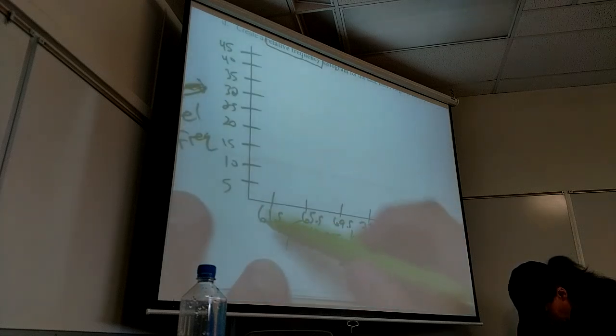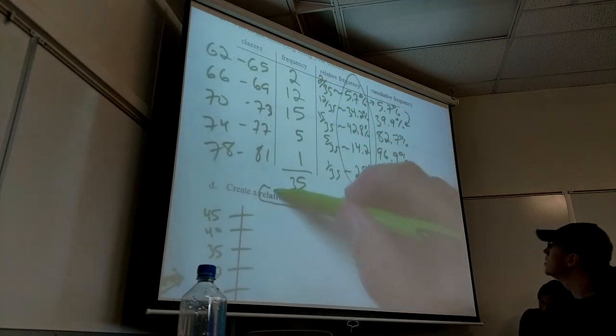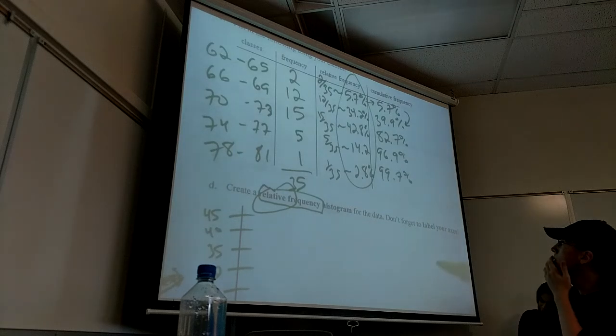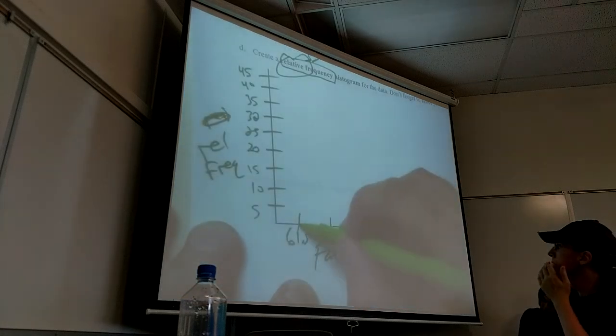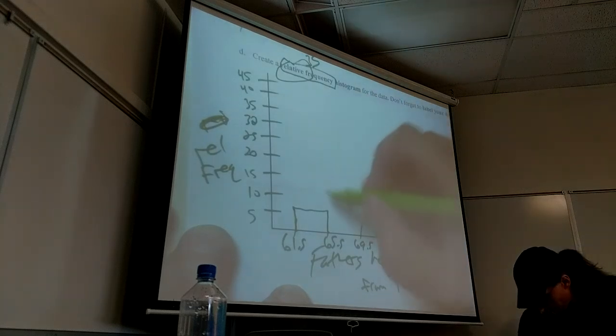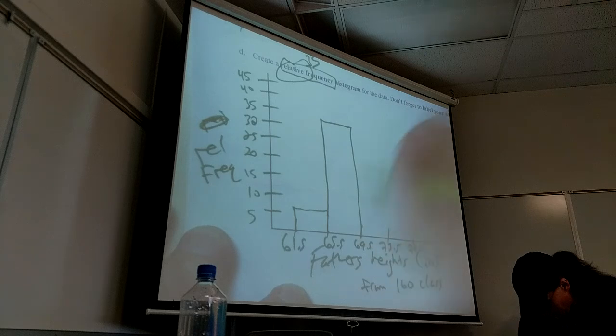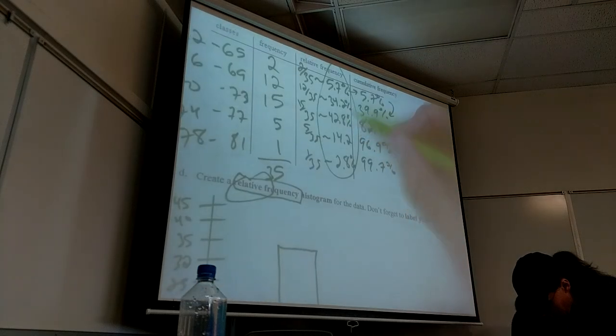And then finally, how tall is this first class going to be? Almost 6. Remember, I'm not using frequencies, I'm using relative frequencies. So the first class goes up to just a little above 5. The next one's going to go up to almost 35. And then up to almost 43.